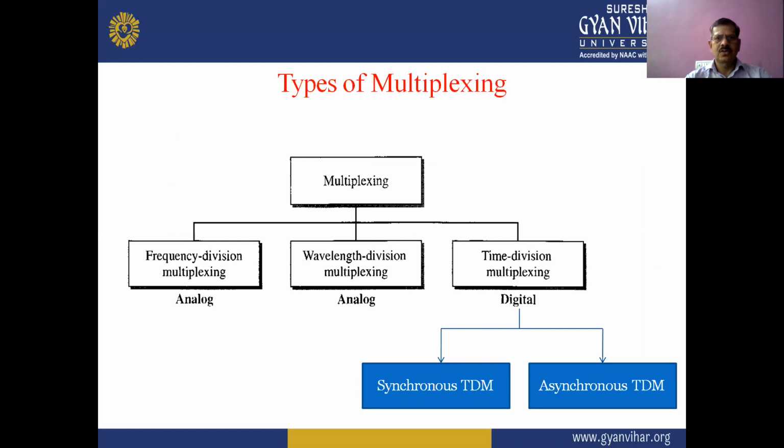Types of multiplexing. There are many types of multiplexing, basically divided into three types. First is frequency division multiplexing, which is an analog technique. Second is wavelength division multiplexing, WDM, which is also an analog technique. And third is time division multiplexing, TDM, which is a digital multiplexing technique. TDM is also divided into two parts: synchronous TDM and asynchronous TDM. So these are the different types of multiplexing in analog and digital forms.